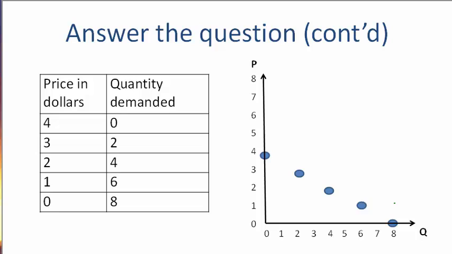And when price is 0 and quantity is 8, then we're at quantity 8 on the quantity axis. If we connect these points and label it with a D, we have a demand curve which shows us the demand schedule in a graphical form.